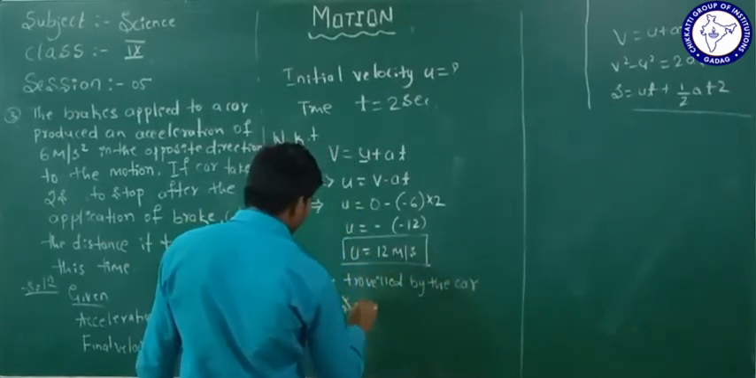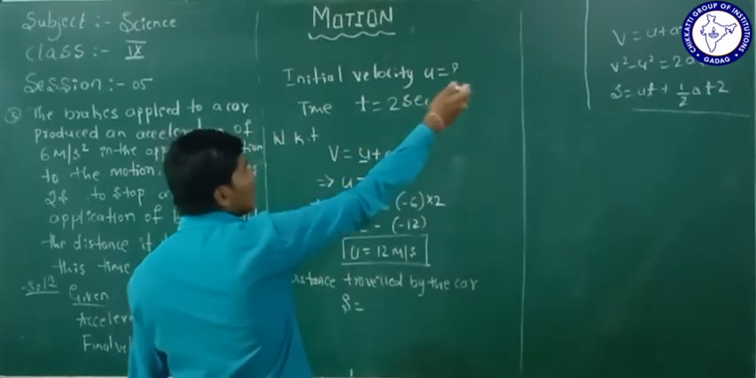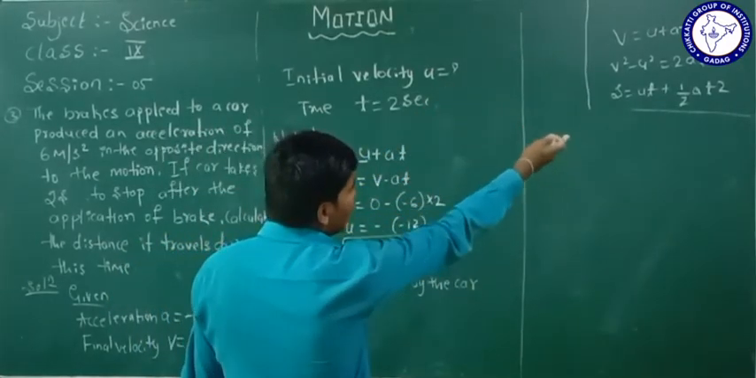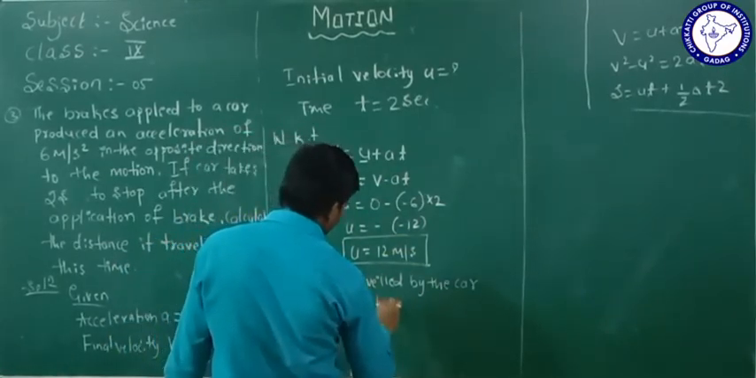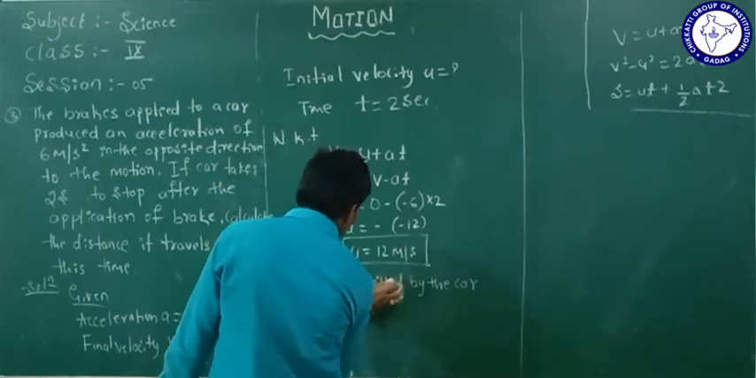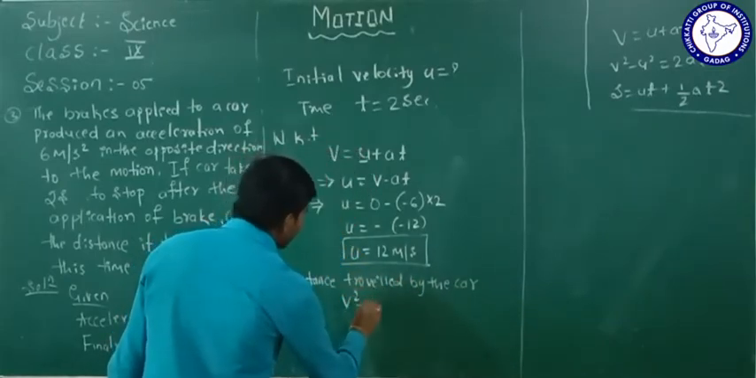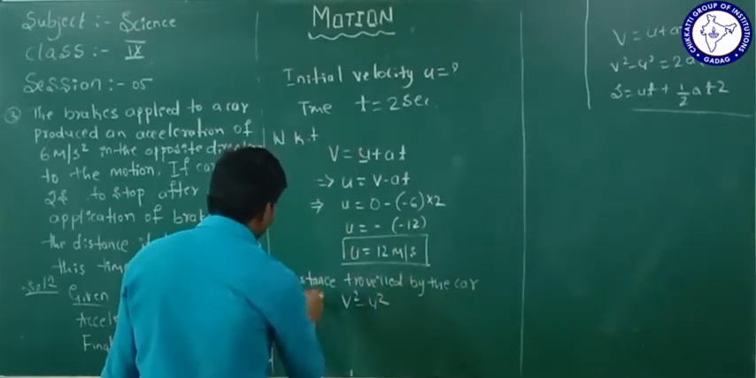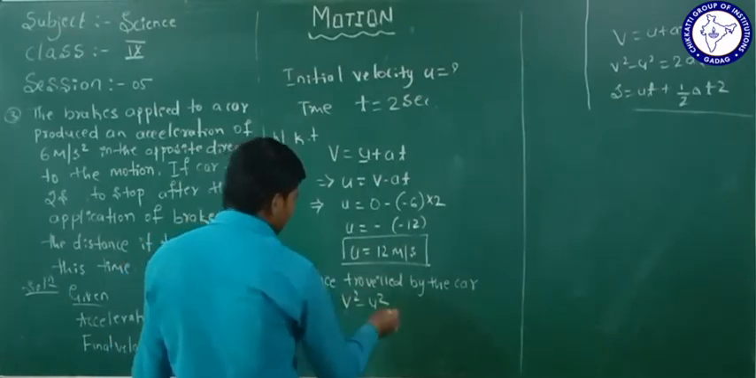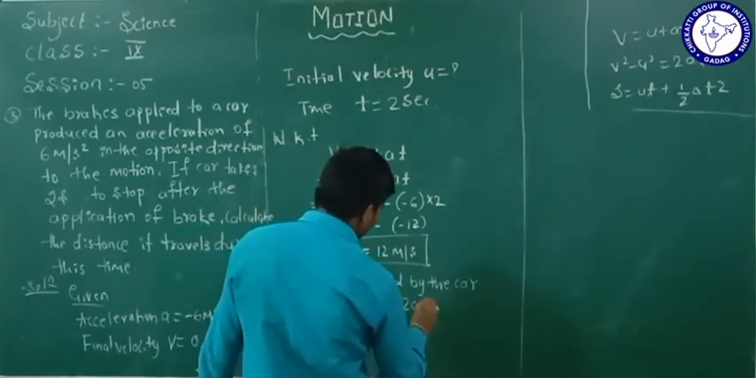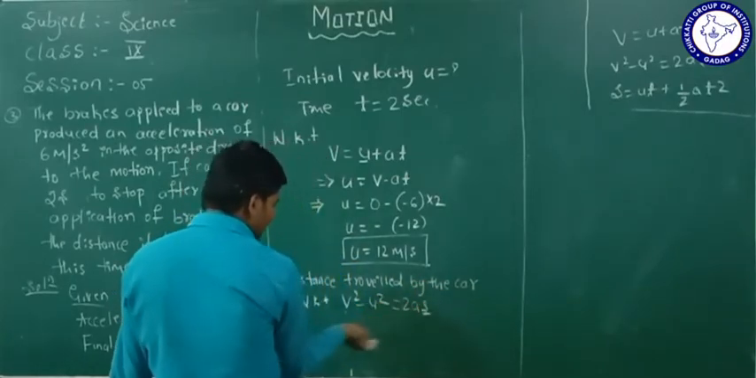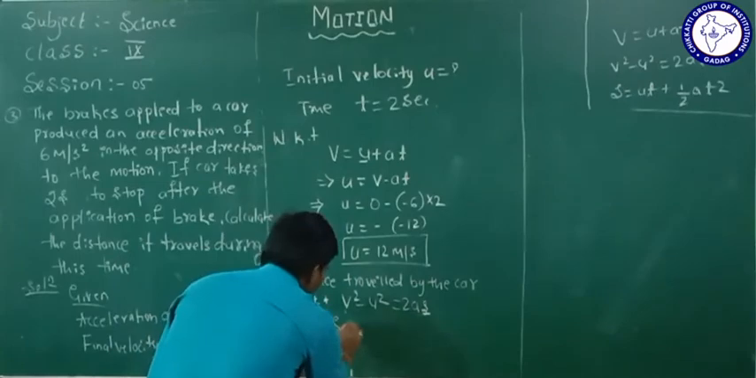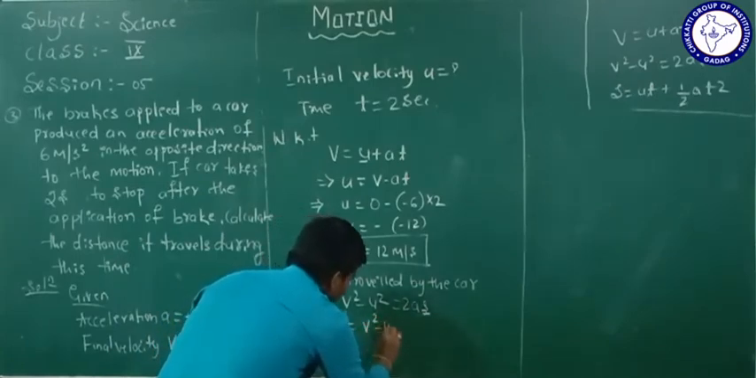S is equal to, either you may use V square minus U square is equal to 2AS, or S is equal to UT plus half AT square. Again I am taking here V square minus U square is equal to 2AS. We have to find out S here, so keep the S here only, transfer 2A to this side. Therefore S is equal to V square minus U square divided by 2A.